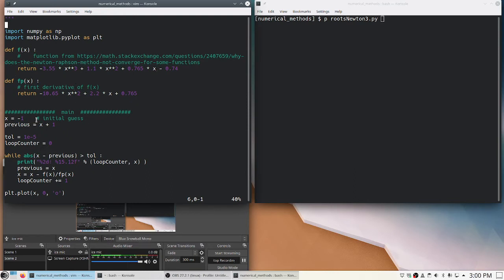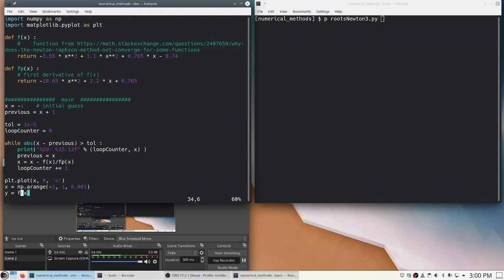Down below, we have my initial guess. It will be -1. And then in order to keep the function running until we reach a certain level of tolerance, I need to be able to also store the previous value, which I don't know yet. So I'm just going to add 1 to this value to give us a difference of 1, which will be much greater than 10 to the -5. That will get me into the loop, and then after that, we'll start using previous values. And then the loop counter is just here to show us how many iterations it took.